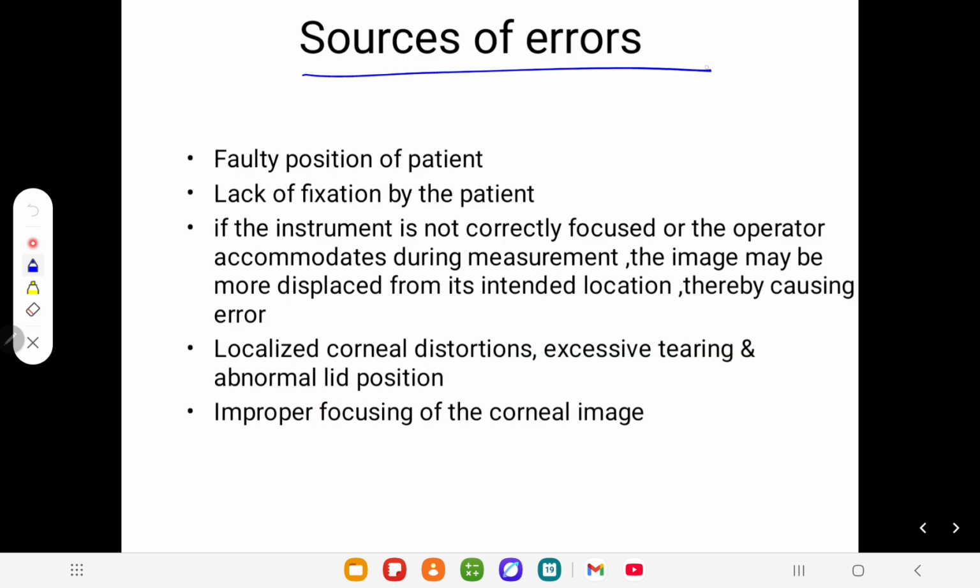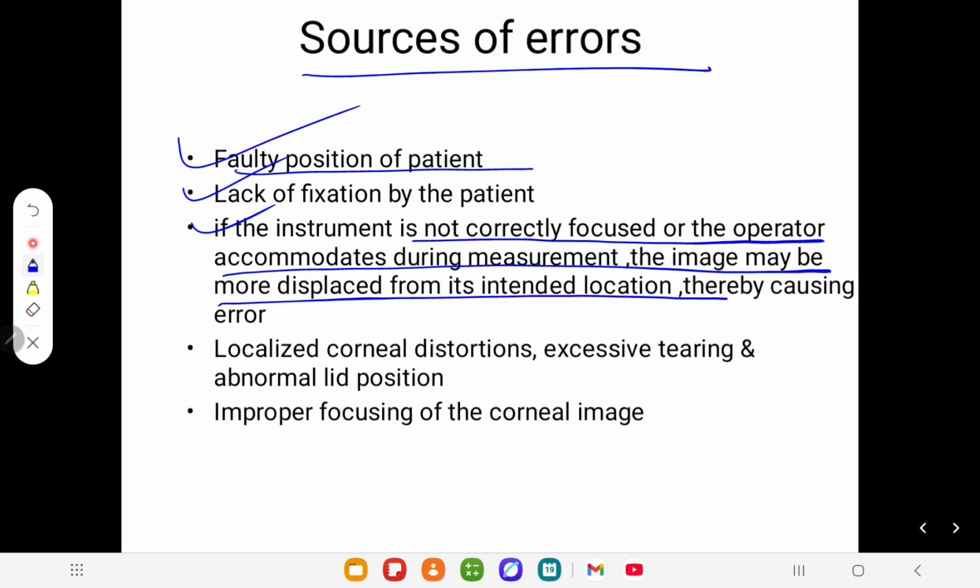So, what are the sources of error in keratometry? First, faulty position. I have seen a lot of students doing that. Faulty position of the patient. Okay, the patient's chin is not on the rest, the head is not raised, and not properly aligned. Then lack of fixation of the patient, and it's always there, and whenever the patient has a dense cataract, it's always there. So it's better to instruct the patient correctly. If the instrument is not correctly focused or the patient accommodates during the measurement, the image may be displaced from the intended location, thereby causing error. It's always there. Just remember these things.